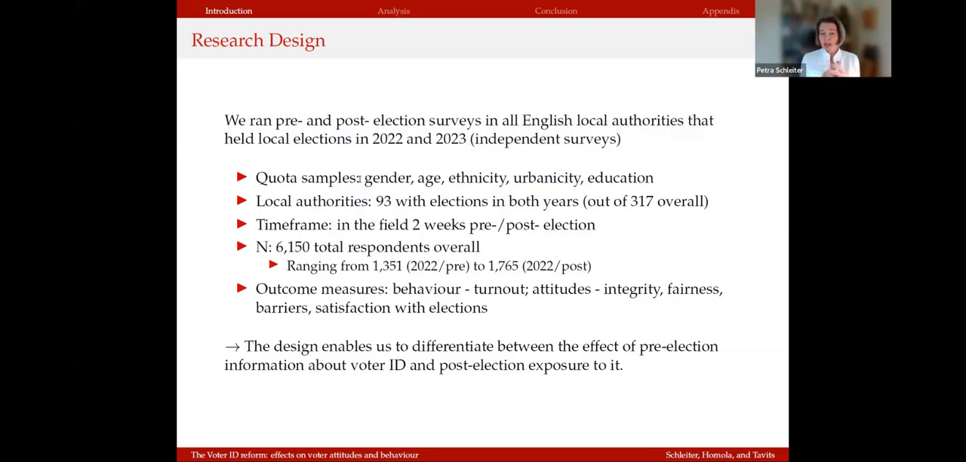And our outcome measures were both behavioral, so that's self-reported turnout, and attitudes, that is perceptions of the integrity of elections, fairness, barriers to participation and overall satisfaction with elections. And this design, because we surveyed people pre-election and post-election, allows us to differentiate between the effect pre-election of just information about voter ID and post-election exposure to it.